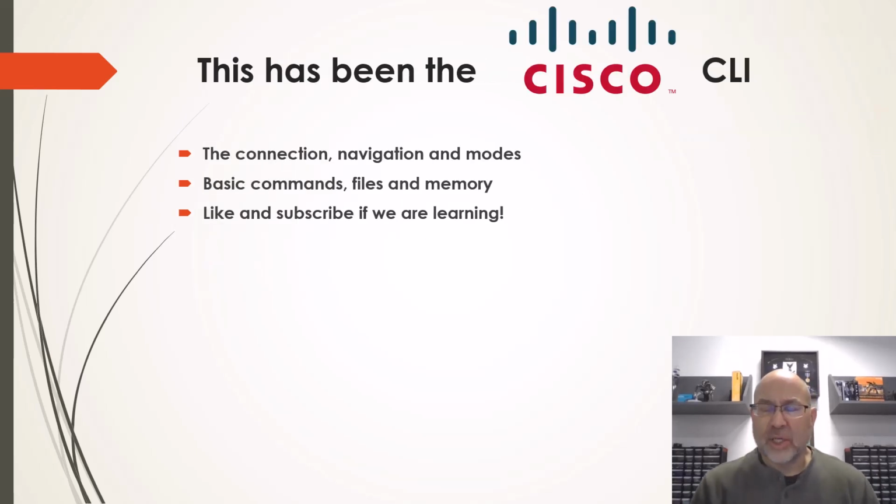Well, this has been the Cisco CLI. I hope this video was helpful in learning how to navigate, get around. So we talked about the connection, the navigation, and the modes of operation. We did some basic commands and files and the memory. So hopefully you have a really good understanding of how those are stored, how you connect to the CLI, how to get around, and then some details about the memory that's available, and then all of those different files. Running config, startup config, and then the fact that you can rename things.